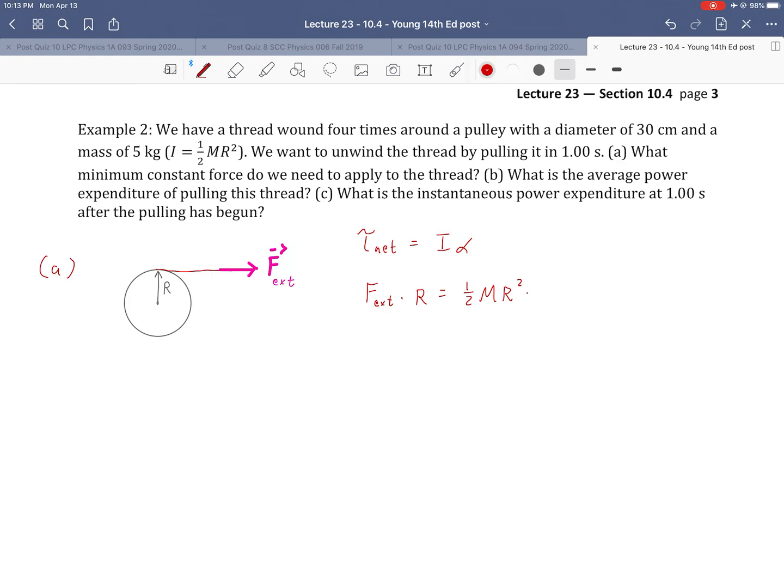Now, do we know alpha? Well, not yet, but we're given enough information to find it, because we know that the pulley is going to start from rest, and we want to unwind it by pulling on it for 1 second. So that means we need to have a case where we have a final displacement. We know it's wound around 4 times, and we need to completely cover that angular displacement for 4 circumferences in 1 second. So using kinematics, we'll find alpha.